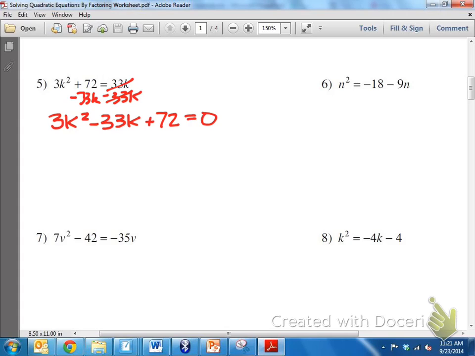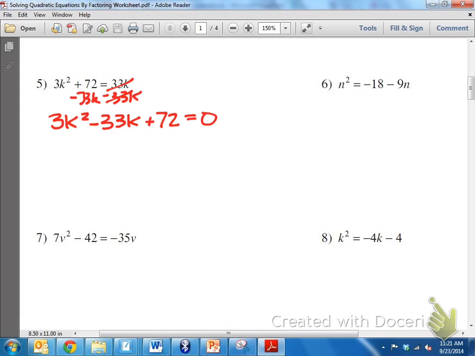So I have equals 0, good. And notice how negative 33k goes in front of 72. We always want to make sure our equations are in order. Highest exponents first, then it goes down the line or in descending order and ends with the constants or just the numbers.